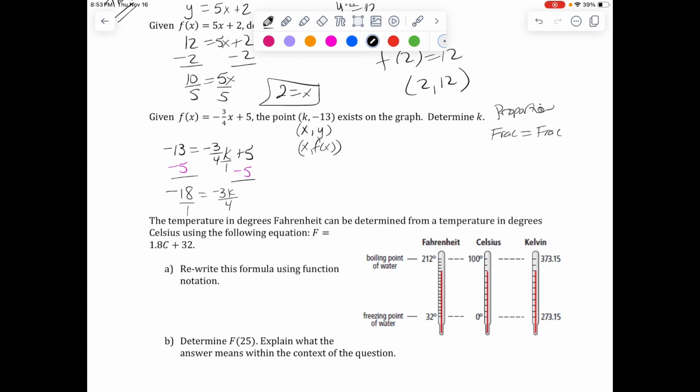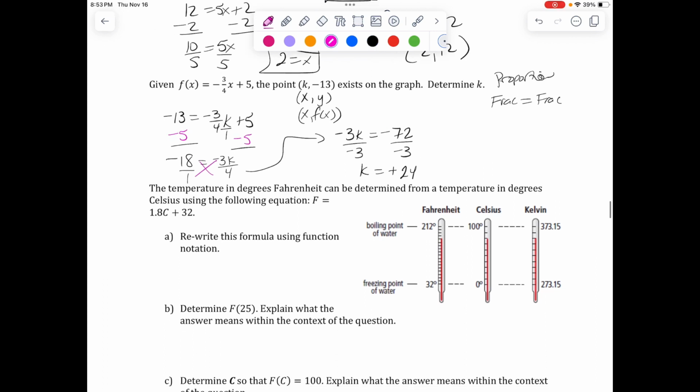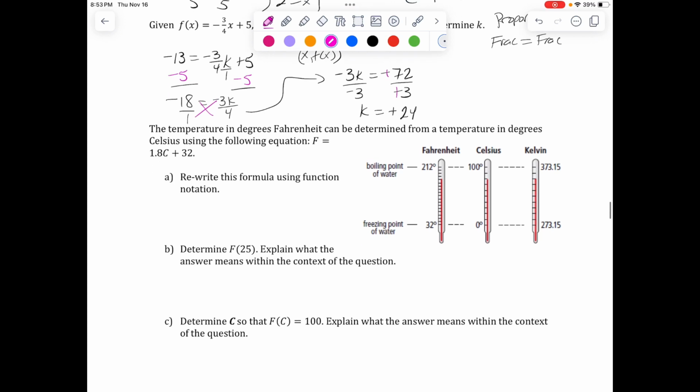And the best way to solve or simplify a proportion is, of course, to cross multiply. So we've got our negative 18 times 4 and negative 3k times 1. So we get negative 3k is equal to negative 72, and divide both sides by negative 3, and so k is positive 24, right? Those two negatives cancel, and we get 72 divided by 3 is 24.